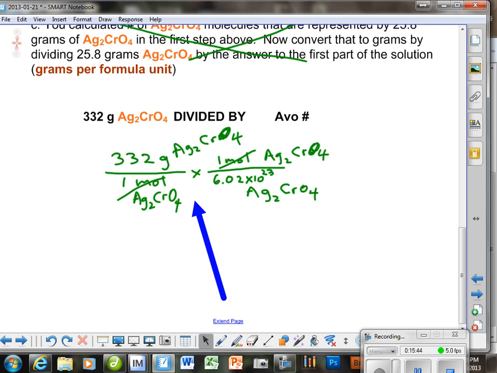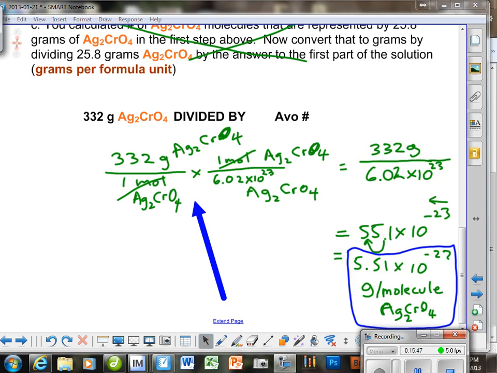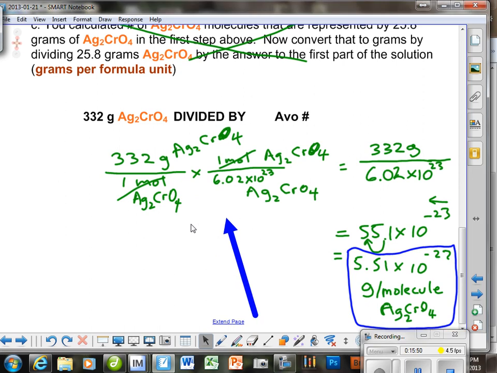Let's see what that comes out to. Your final answer here is going to be right down here. You've got 5.51 times 10 to the minus 22 grams per molecule of silver chromate. The way we did that was dividing this number by this number, because we moved this decimal to the left, which is the same direction that a negative exponent would move it. That makes this negative exponent smaller, and there we go. So our final answer is right down here.